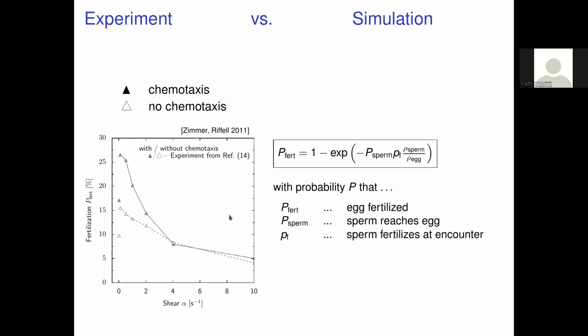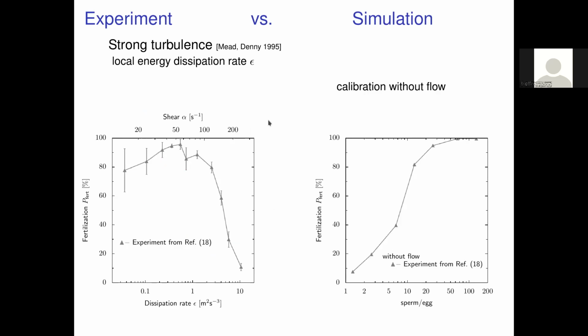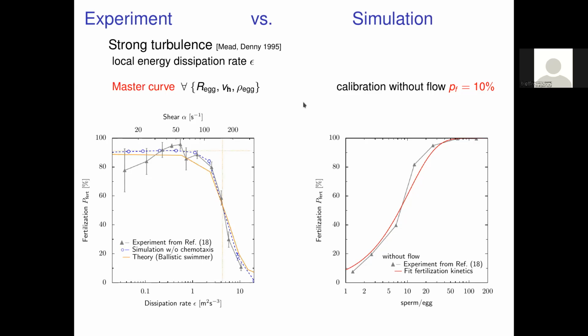And if we translate the experimental setup to our theory, we get a reasonable correspondence between our simulations and theory and the experimental results. Of course, there are deviations, as you have to remember that our model only presents a minimal approach. And I further want to hint at another experiment for strong turbulence, where there's additional data by which the fertilization probability can be calibrated independently. And also here we find a reasonable correspondence with both our simulations and theory.